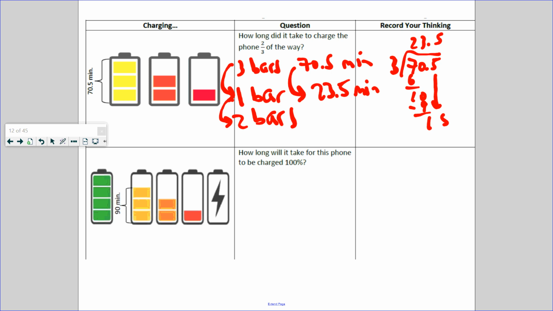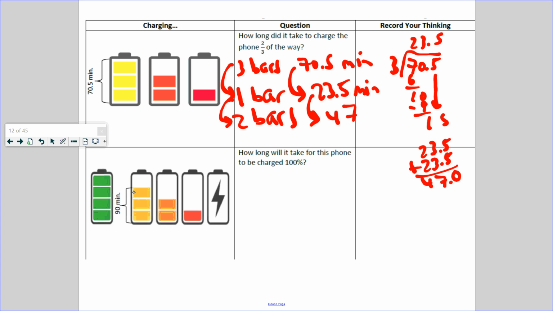If you have 2 bars, what's the relationship between 1 bar to 2 bars? Times 2. So 23.5 times 2, or 23.5 added up together, is 47 minutes.